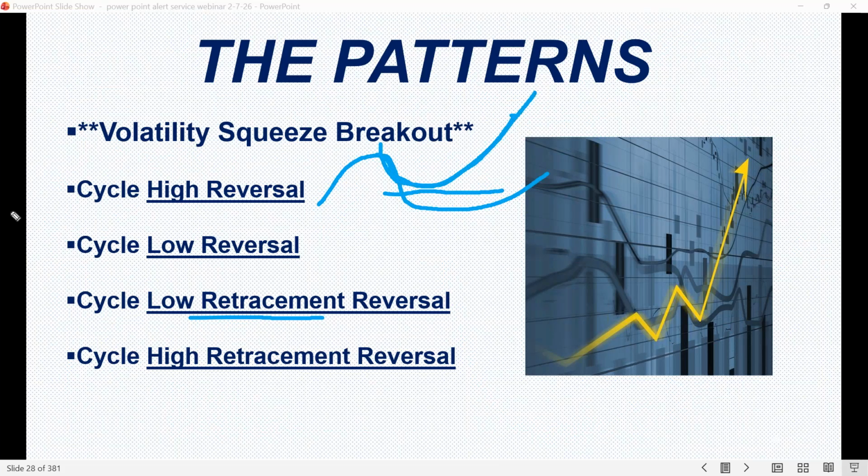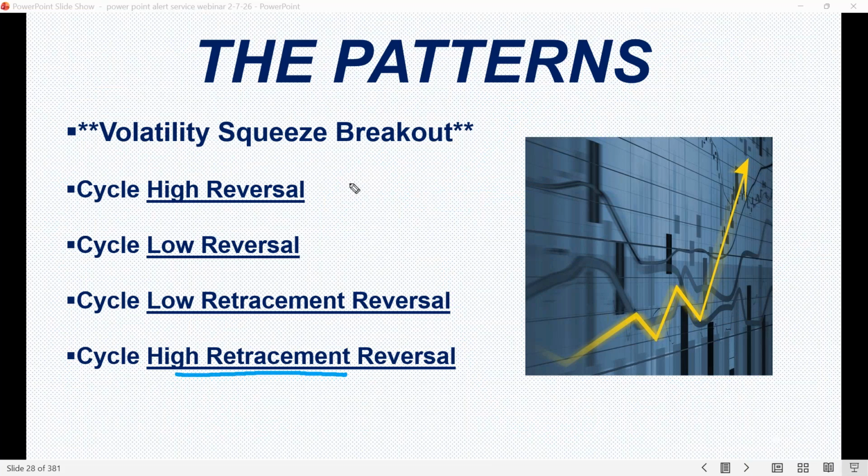Or it could be the other way around, where you have a cycle high retracement reversal, where you've had a hard downtrend, the market gets the snapback rally, kind of like we did on Friday, and it goes up to key moving averages and then starts to fade or reverse there. So these are key crucial patterns to be aware of.